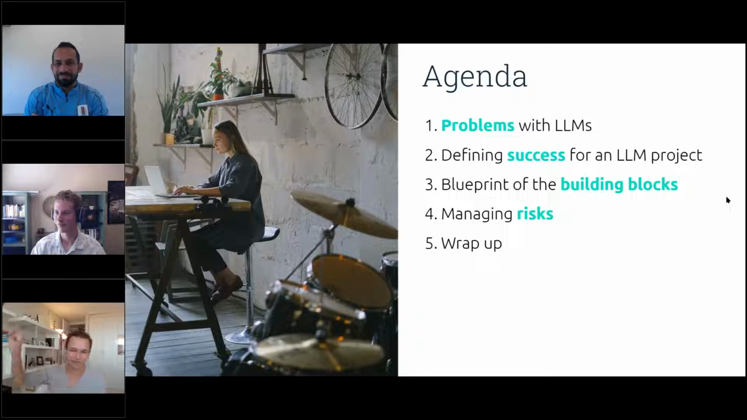But we're going to start with a quick overview of why now and what are some of the issues with large language models. We'll walk you through some of the tools and techniques that we've learned. And then we'll wrap up with a discussion of risks and how to think about mitigating risks and why you should care about this and advocate for it within your organization.